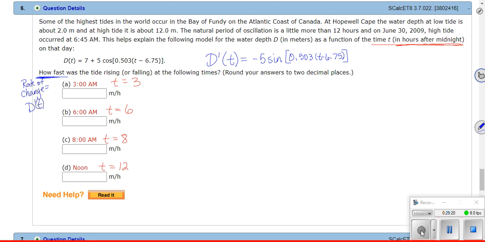Well, again, if you distributed what's inside the bracket, that would be a 0.503 t minus some constant. So we can ignore the constant because the derivative of a constant is 0. But the 0.503 times t means I am also taking this times 0.503. Okay, so that's the derivative. You could make it prettier by taking the -5 times the 0.503, but that's essentially the derivative. Then you're just plugging in t equals 3, 6, 8, and 12. Not a big deal.